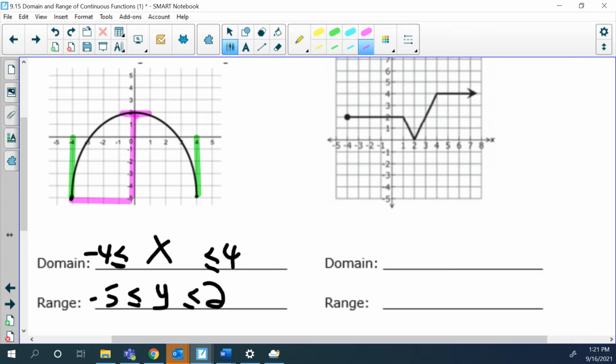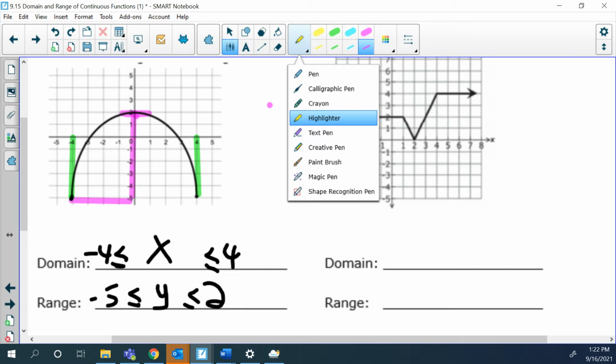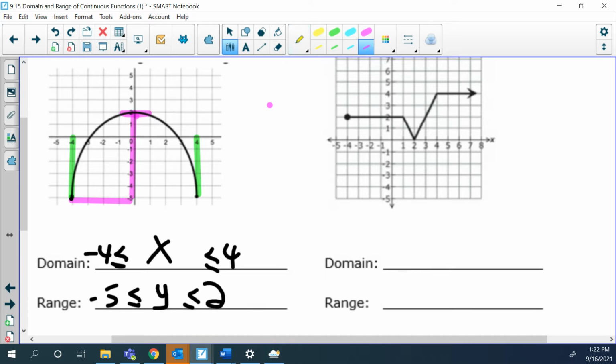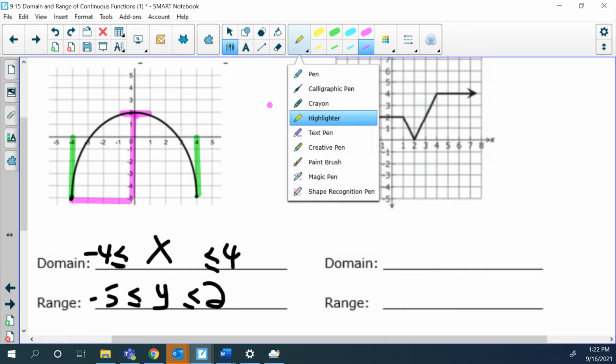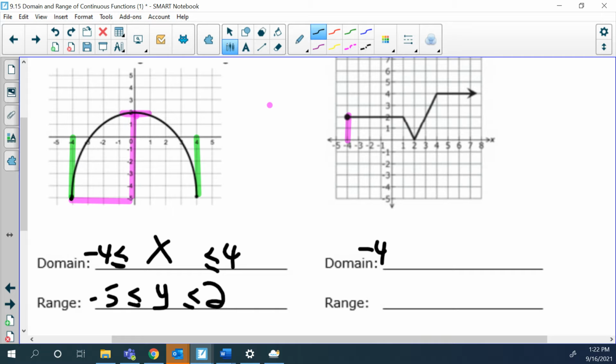For the domain, I'm going to start on the left side of the graph, and I want to see what x value the graph starts at. The graph starts right here, which is a negative 4. That's a negative 4 right there. And of course, you can see that's a closed circle, so I'm going to use less than or equal to. On the right side now, where does the graph end? Now, this graph has an arrow, and you want to assume that it ends at 7.